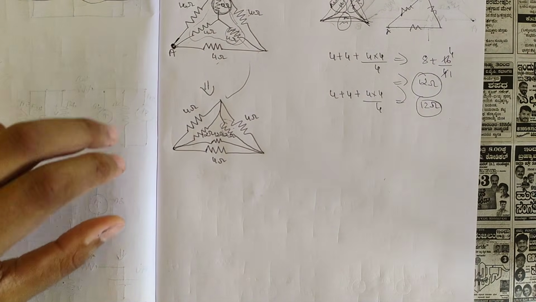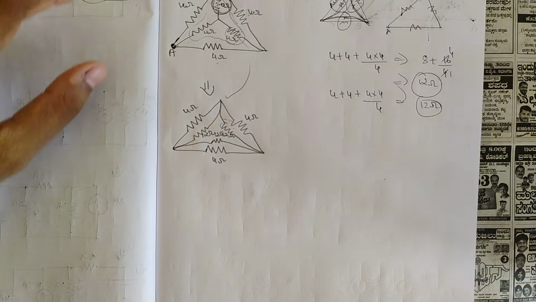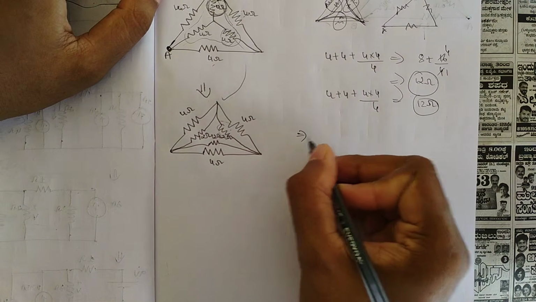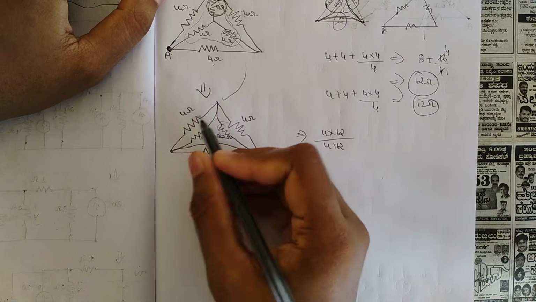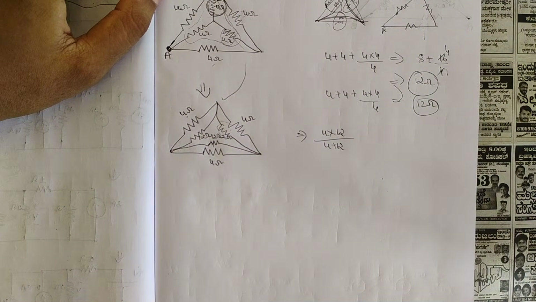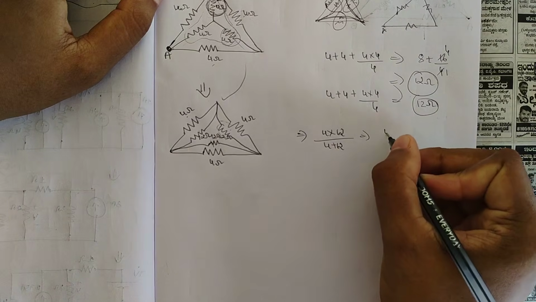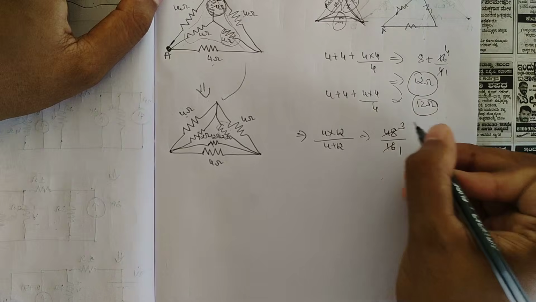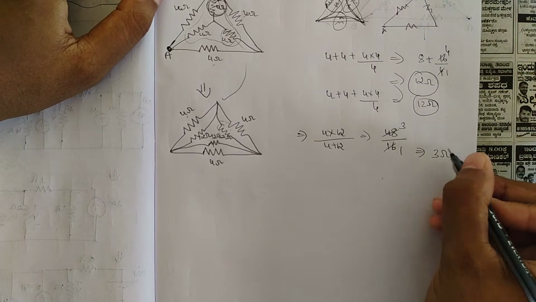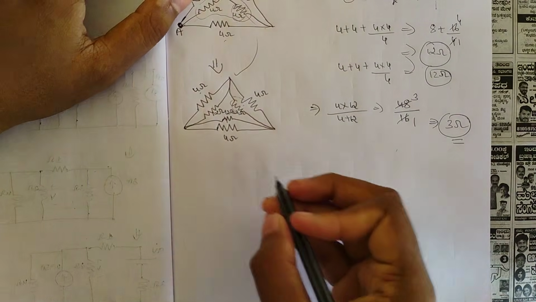Now for these 3 we should do parallel, that is 4 into 12 divided by 4 plus 12. Since these 3 have the same values, I'm going to do it only once. 12 fours are 48, divided by 12 plus 4, 16. 16 ones are 16, 16 threes are 48. So our equivalent resistance is 3 ohm.